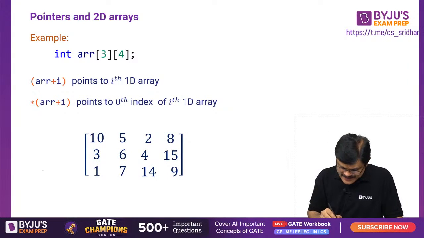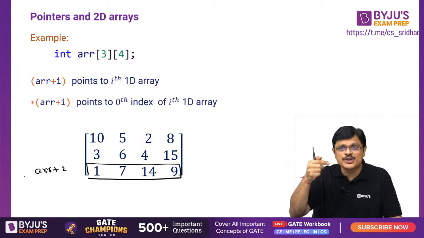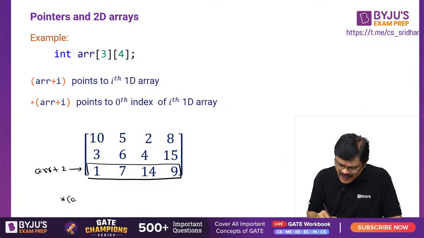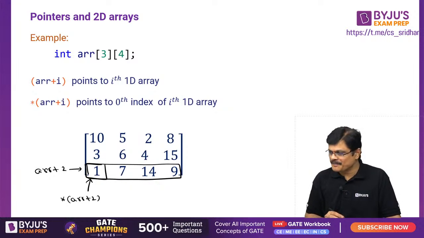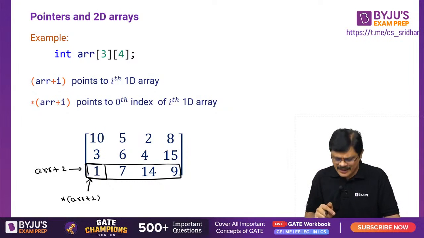For example, if I say ARR plus 2, it refers to the second 1D array, starting from 0. It refers to the entire fellow, whereas star ARR plus 2 refers to this location, the 0th element. Am I clear? Suppose you put one more star for this, you get the value. One more star means the value at that particular address. That is 1 you are going to get. Hope you understand.